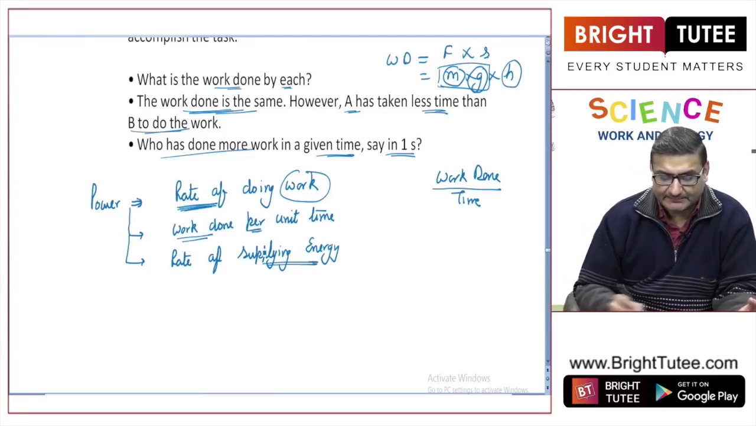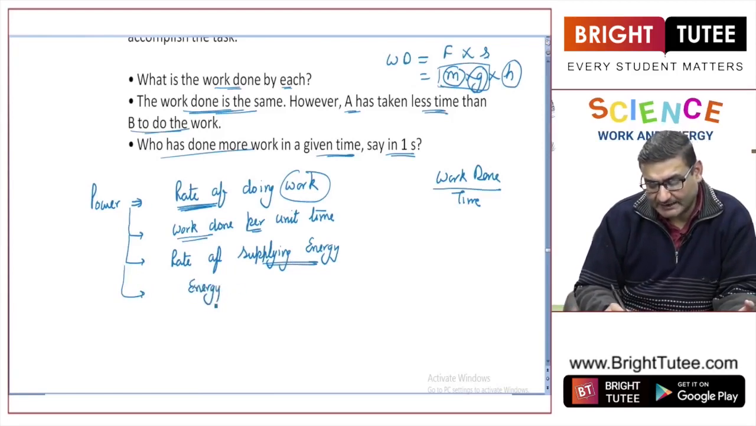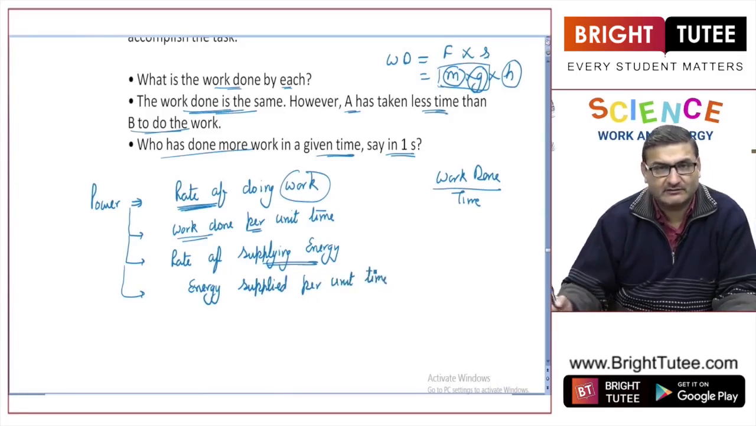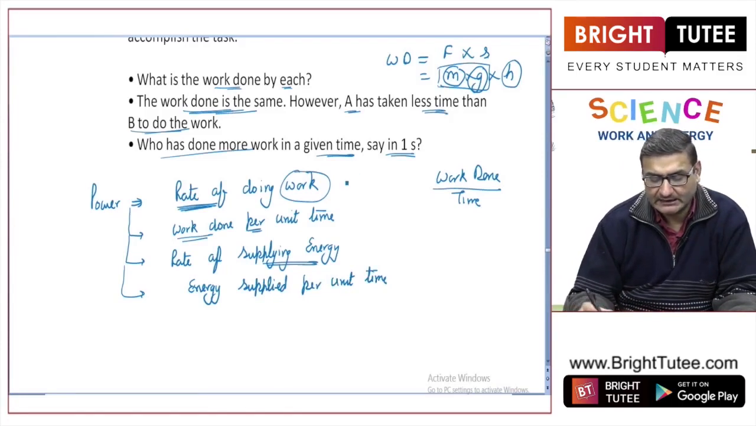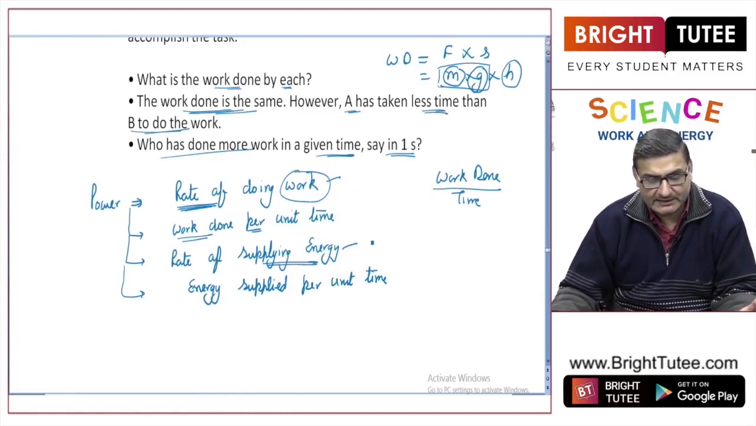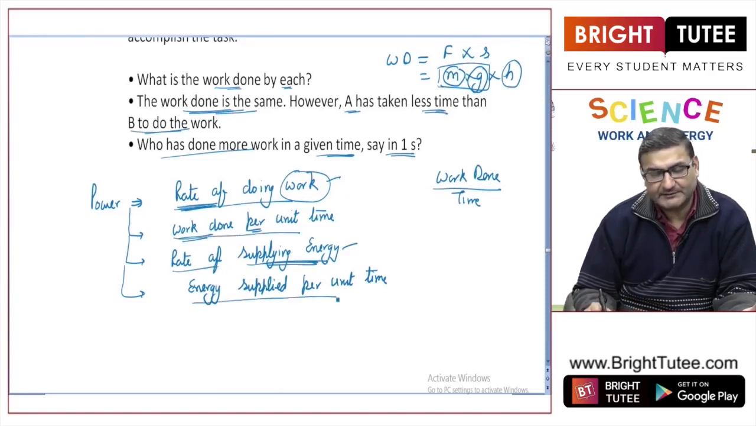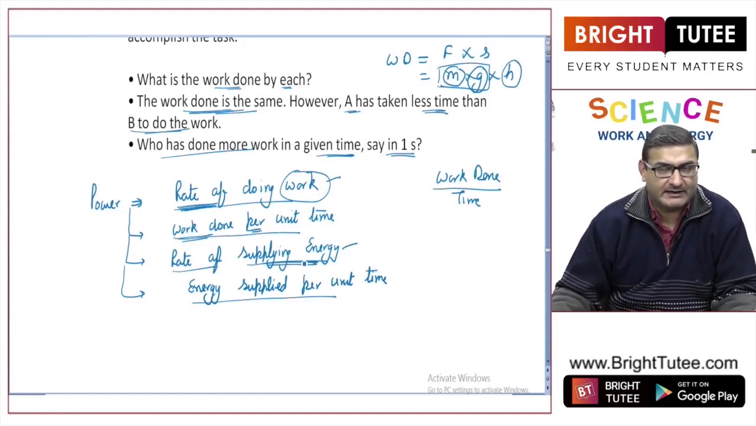So we can say that power is the rate of energy supplied, or it is energy supplied per unit time. So we have got four definitions of power. They are all actually one and the same thing, because we have studied earlier that work and energy are the same thing, interchangeable, having the same units. So rate of doing work or rate of energy supplied, work done per unit time or energy supplied per unit time, it is one and the same thing.